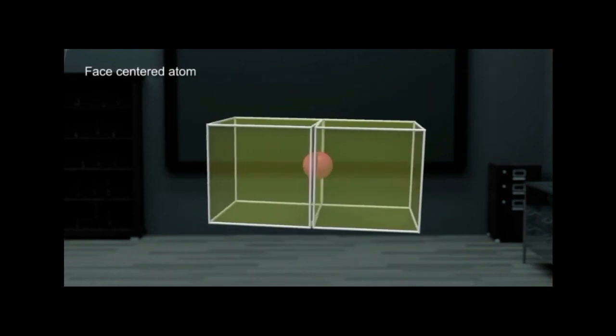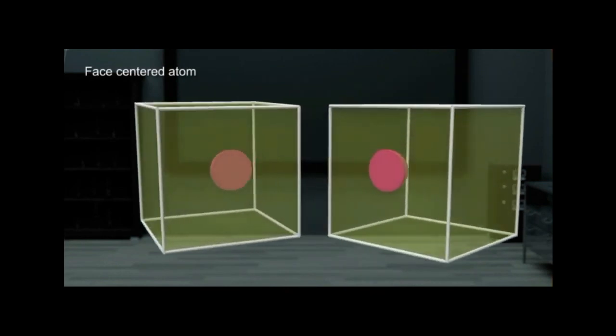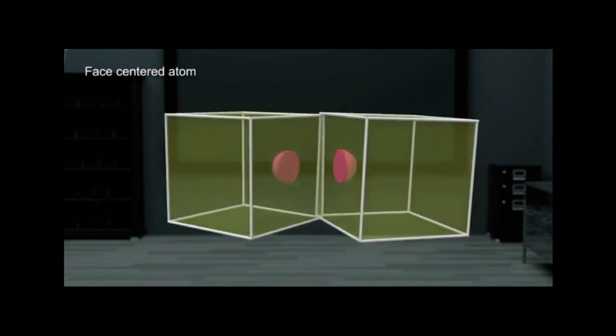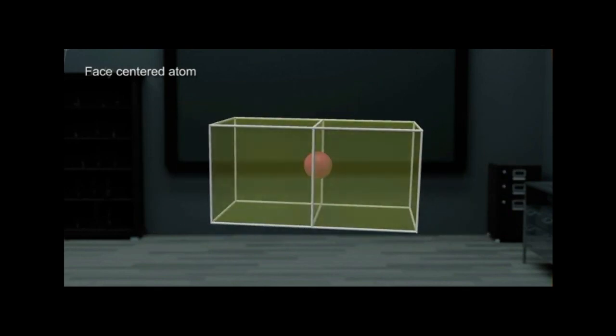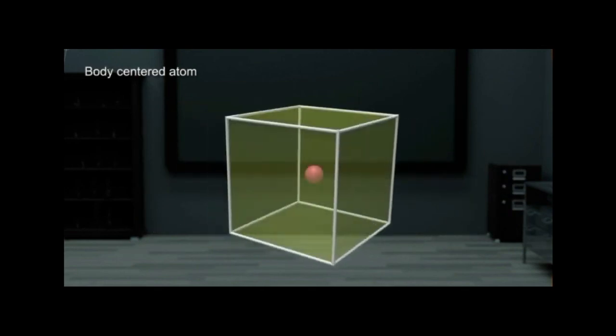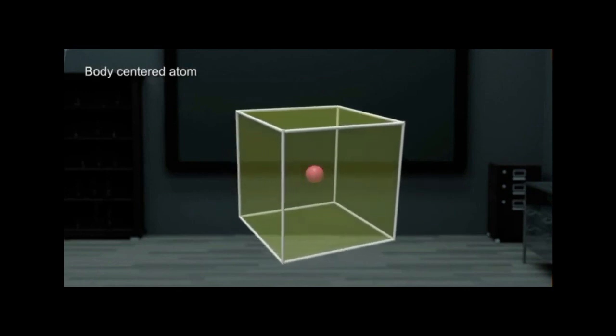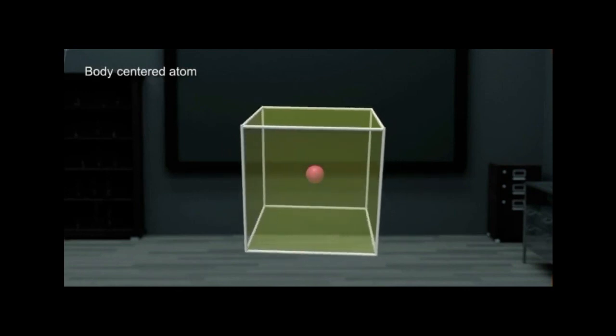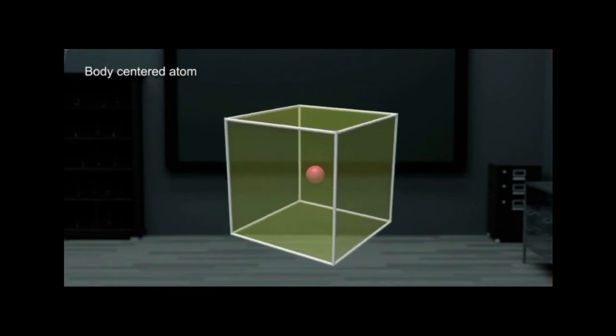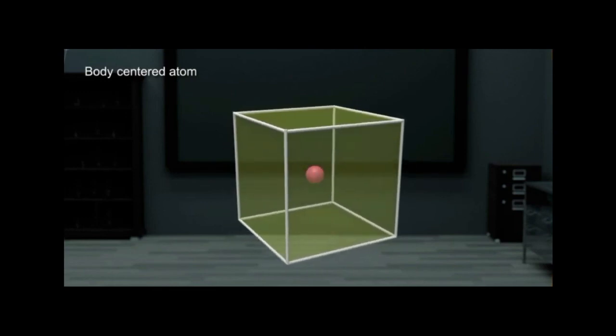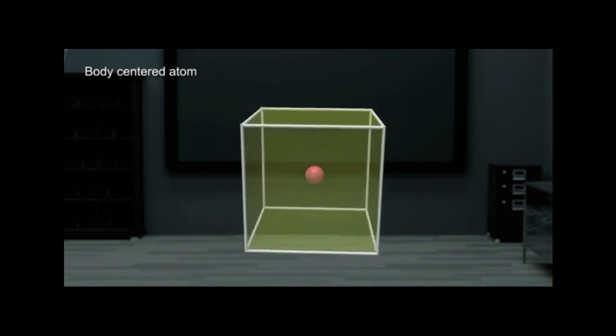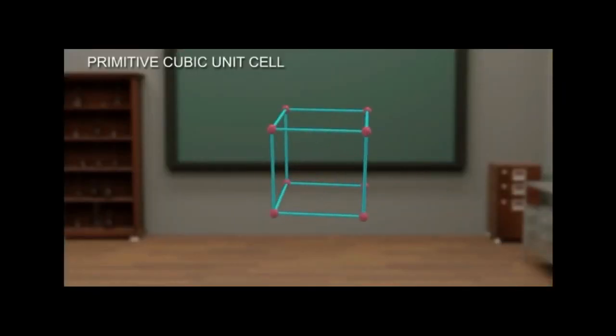Now if you go to face centered, the particle which is at the face is being shared by 2 unit cells. That is why I said for face centered, one particle is 1/2, half. You can see in the animation that the faces of two unit cells combined together give rise to one particle. Whereas in a body centered, the particle in the center belongs exclusively to that unit cell only.